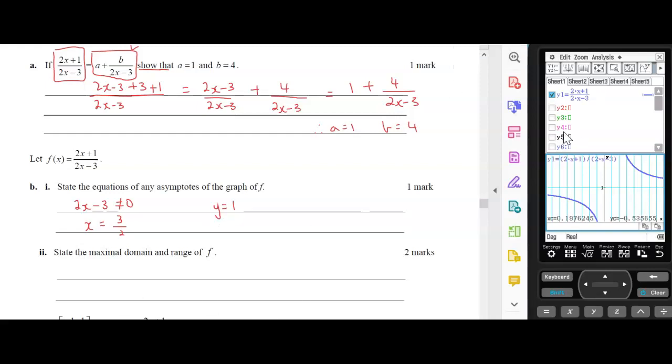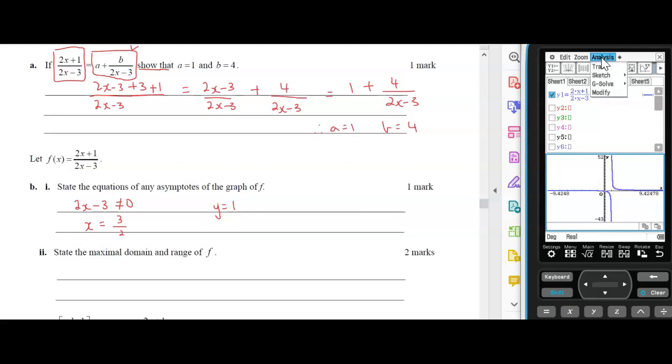Now, if you want to look at the graph, I might just zoom. That's a bit nicer. Okay, so it's a bit hard to read asymptotes on the graph, but what you can do is go to trace and see my little cursor as we move. So as I move along, see how your values are changing.